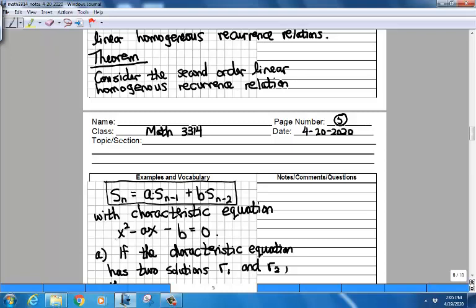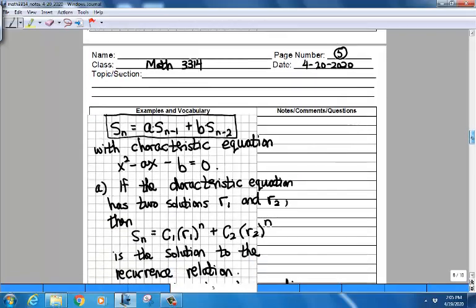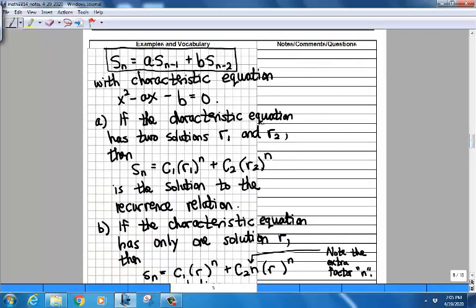Except, by the way, notice the leading coefficient is always going to be 1. All right, so of course you can take that quadratic equation and you can solve it, right? Okay, and it may have no solutions. That would be unfortunate, but it may have 2 solutions, or it may have 1 solution, right? Okay, and so we're going to break that up into 2 cases. Suppose the characteristic equation has 2 solutions, all right, R1 and R2.